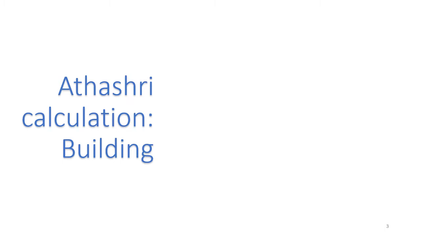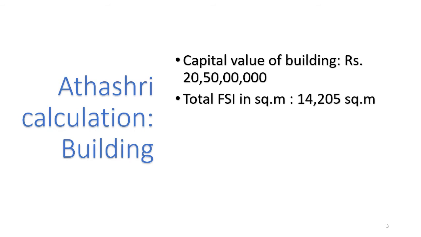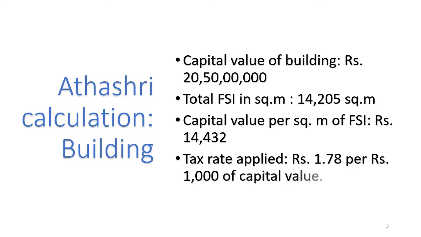Let us do the calculation for the building at Athashri. The value of the building is 20 crores and 50 lakh rupees. This is as per the documents submitted by the builder to the society for valuation of our sinking fund. The total FSI in square meters is 14,205. So the capital value per square meter of FSI works out to 14,432 rupees. Therefore, the tax rate which applies to us is at the rate of 1 rupee and 78 paisa for every 1000 rupees of capital value.